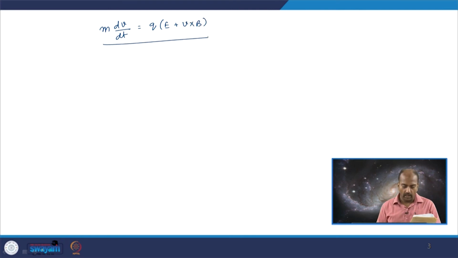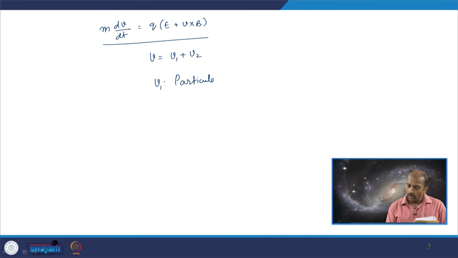Now, to get a more detailed analysis of this, generally when you have a differential equation such as m dV by dt is equal to q times E plus V cross B, you generally write the solution as V is equal to V1 plus V2. Here V1 is called the particular solution, and V2 is the complementary solution.